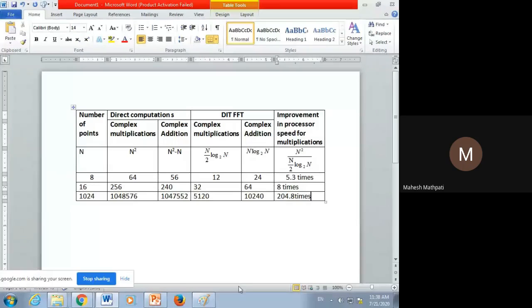So with this table, what can you understand? Anybody? What are you understanding with this?